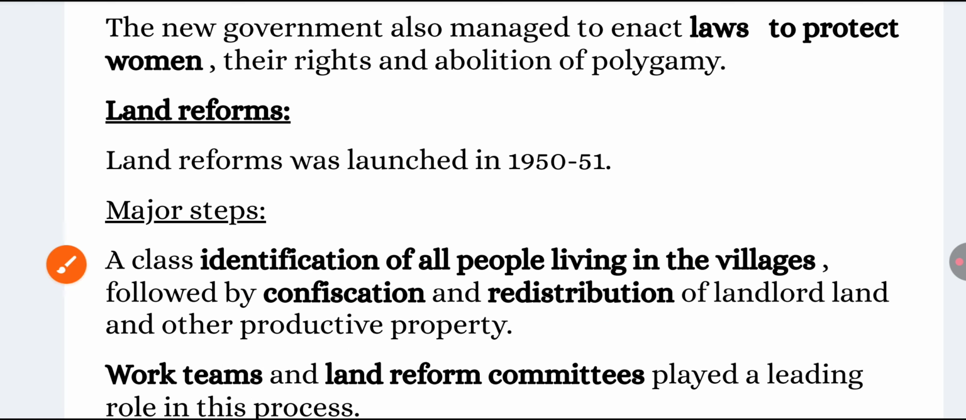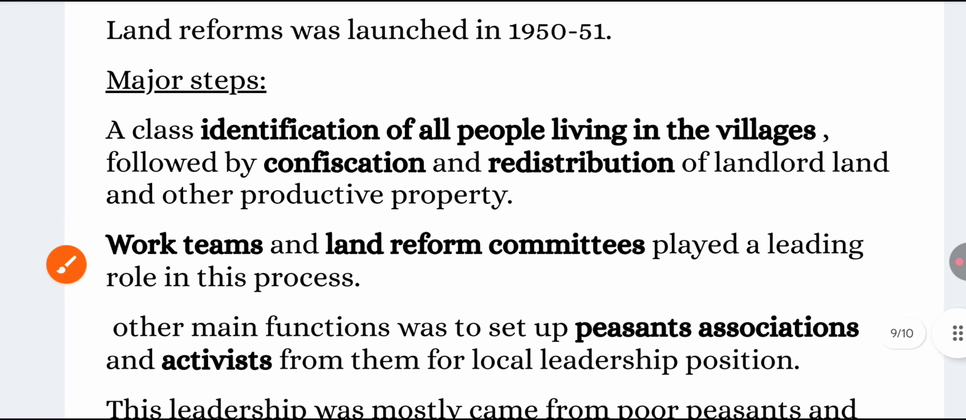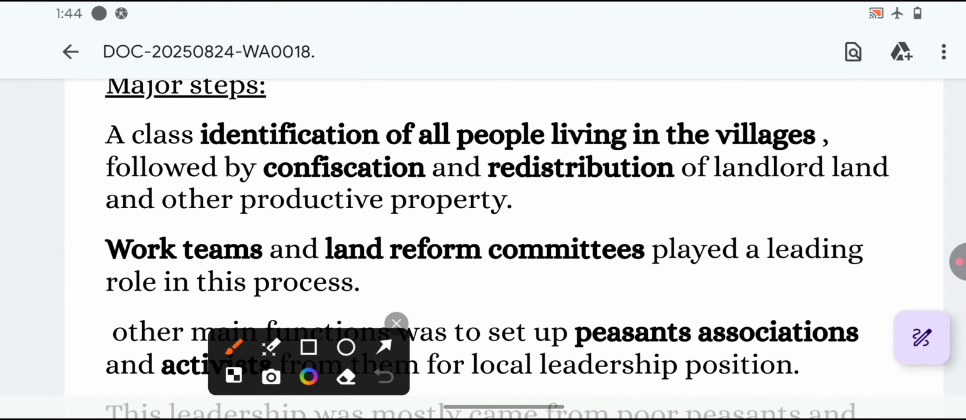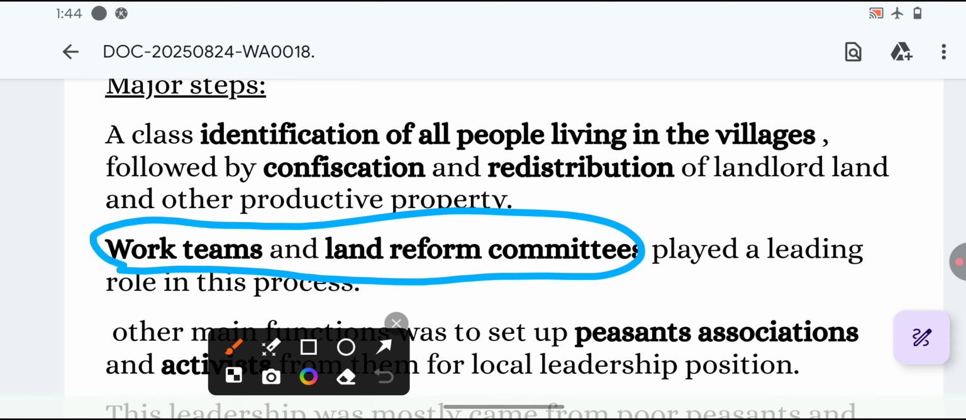In this distribution of land, work teams and land reform committees played a crucial role in China's land reforms. Which people played a leading role in this process? Work teams and land reform committees.